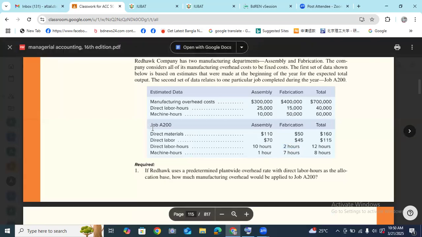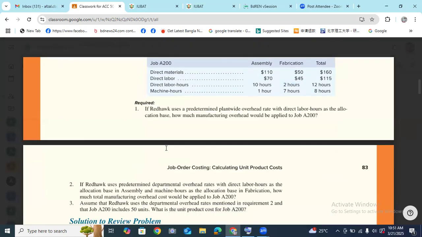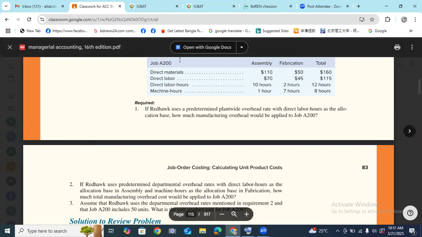Okay, this is the information. Now what is required? What is the problem? The problem is if Red Hawk uses a predetermined plant-wide overhead rate with direct labor hours. We already discussed how to determine predetermined overhead, isn't it?